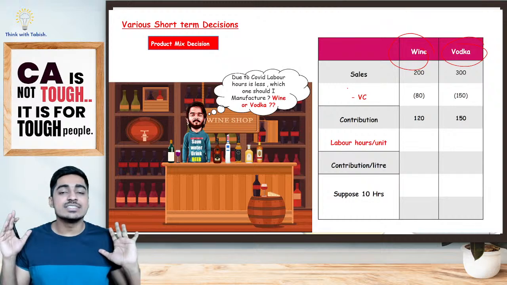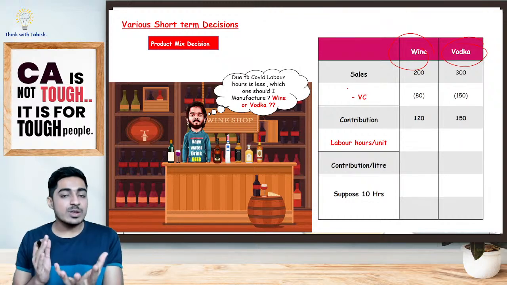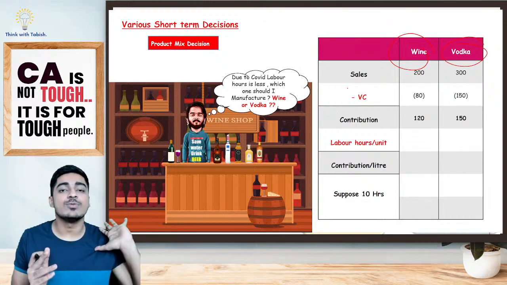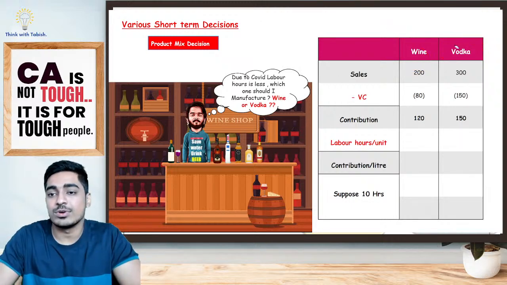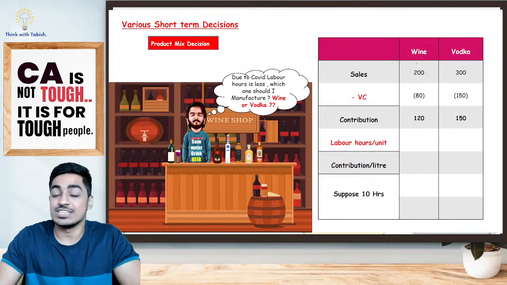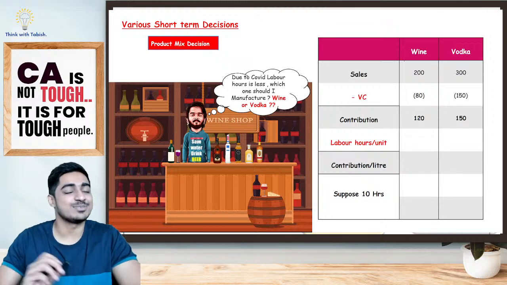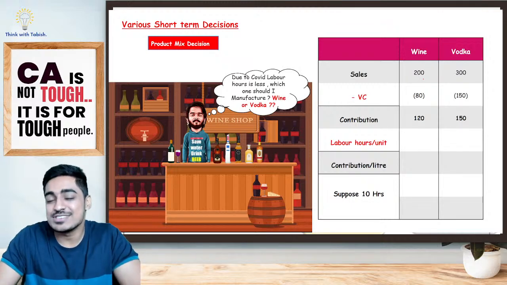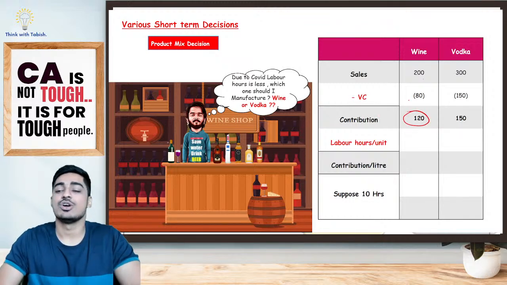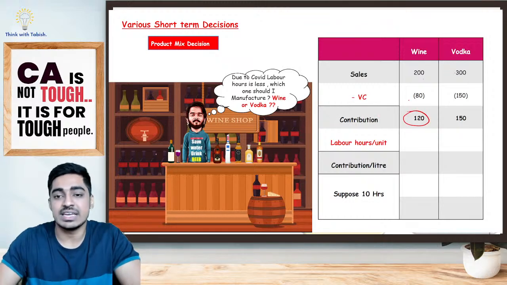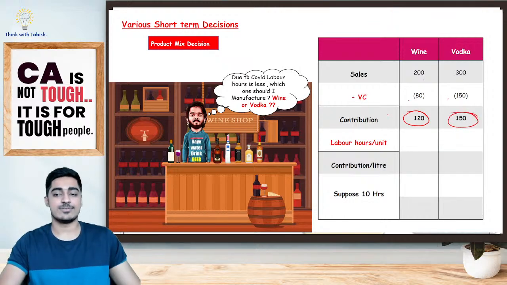So how do we take a decision? A sound decision: wherever profit is maximum, that is what we will choose. Now look at the data here. We have wine and vodka. Selling price, assume, I don't know the actual figures, I've just put random numbers. For wine, suppose selling price is 200, variable cost is 80, so contribution from wine is 120. Vodka: suppose the selling price is 300, variable cost is 150, contribution per unit is 150 rupees.